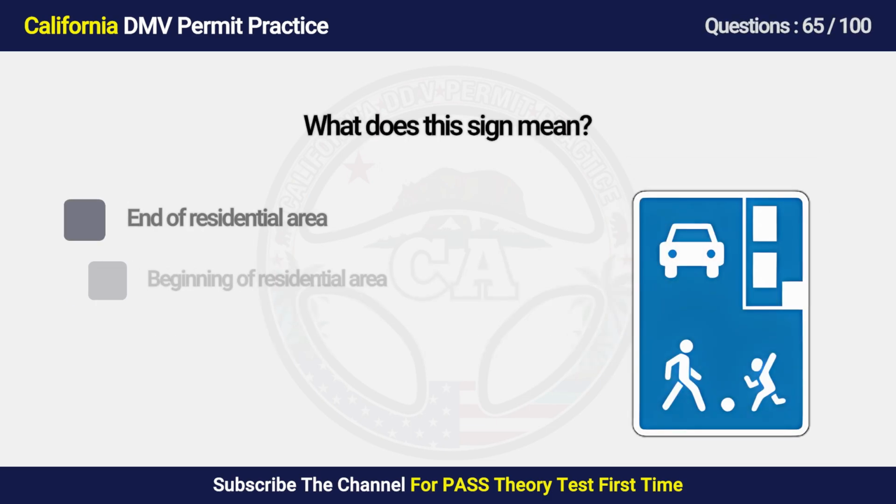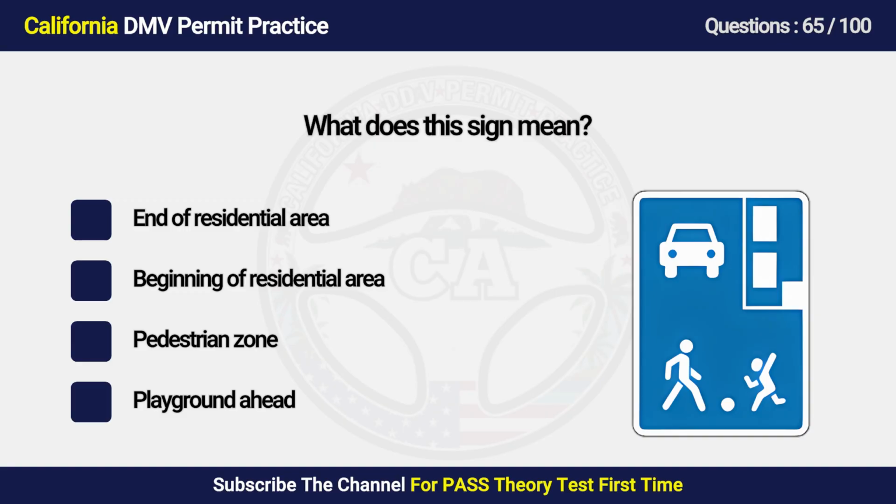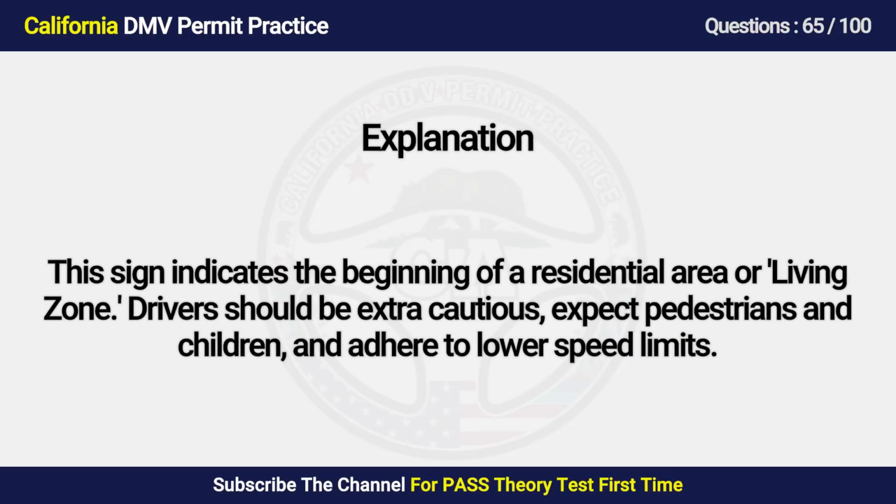Question 65. What does this sign mean? A. End of residential area. B. Beginning of residential area. C. Pedestrian zone. D. Playground ahead. Answer is B. Beginning of residential area. This sign indicates the beginning of a residential area or living zone. Drivers should be extra cautious, expect pedestrians and children, and adhere to lower speed limits.